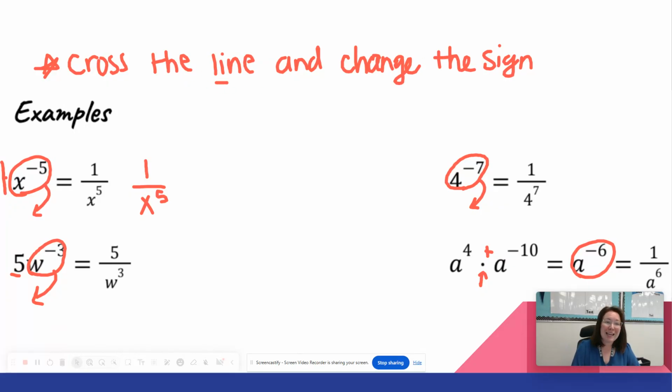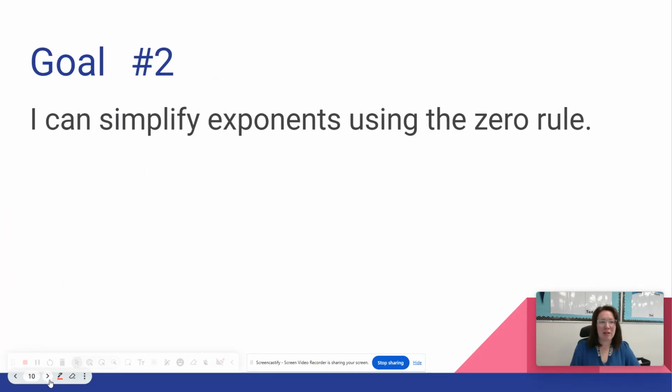So cross the line means cross the fraction line. We move to the other side of the fraction line. And change the sign means, well, this was a negative exponent. Because we moved it to the bottom of the fraction, it's now a positive exponent. And then change the sign means if it was negative, make it positive. If for some reason you're doing some crazy stuff, if it was positive, now make it negative. Okay, so page 11 in your notebook is what you would have worked on.